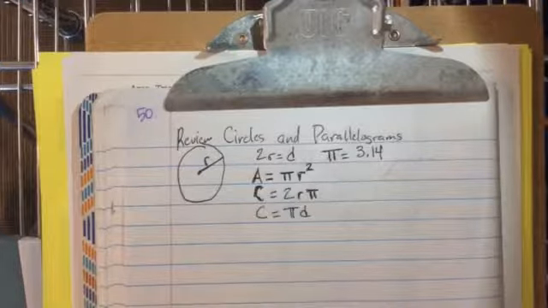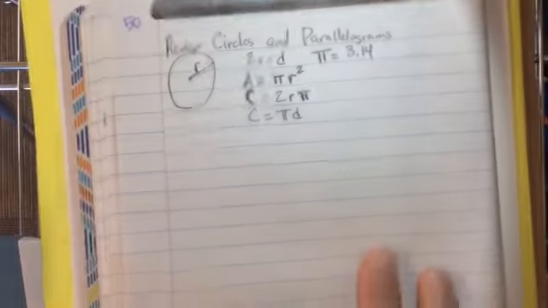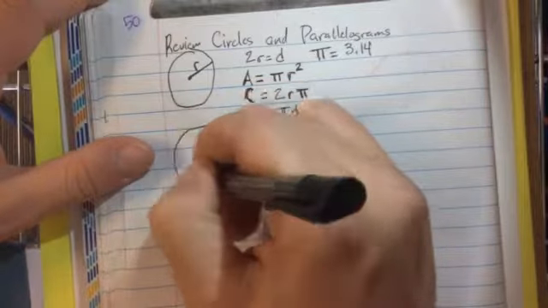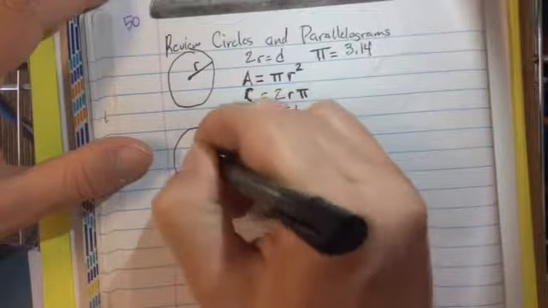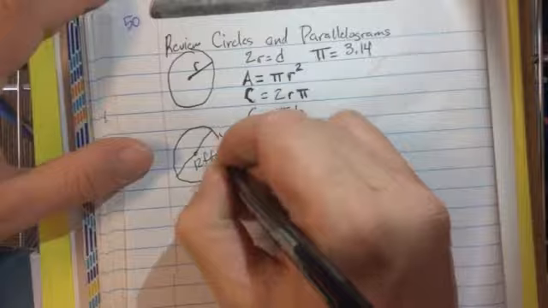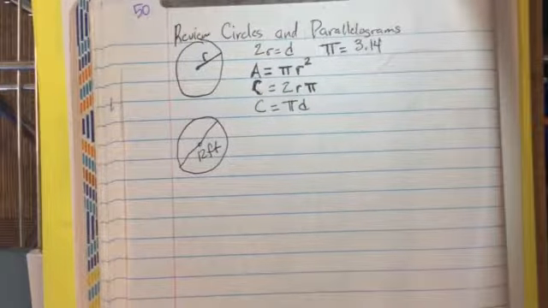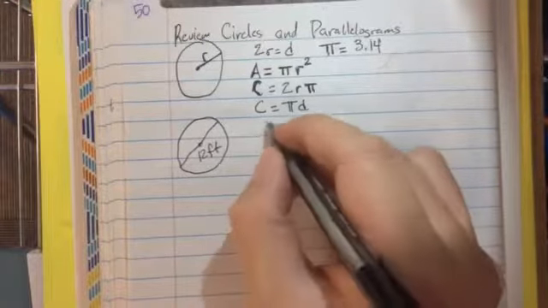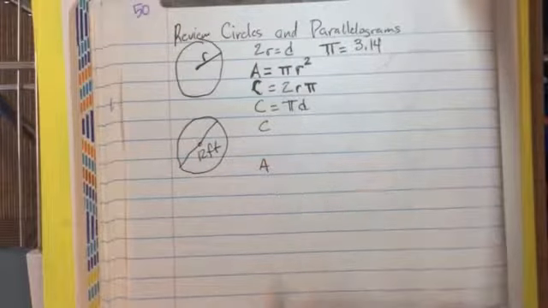All right, so let's work through a problem. Let's say we're given a circle with a diameter of 12 feet. And we're asked to find the circumference and the area.